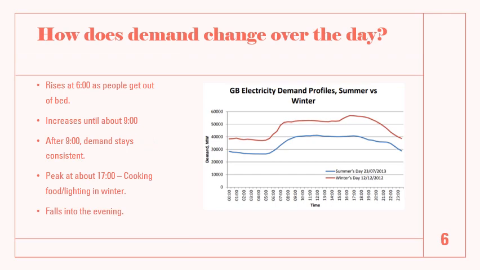But even over the course of a day, demand changes considerably. At around 6 a.m., it rises as people rise from their beds, switching on lights, TVs, and workplaces open. At about 9 o'clock, the demand stays consistent throughout the working day. In the winter, we see a peak at around 4 o'clock as lights are switched on and people have early evening meals. Throughout the evening, the demand decreases as people make their way to bed.